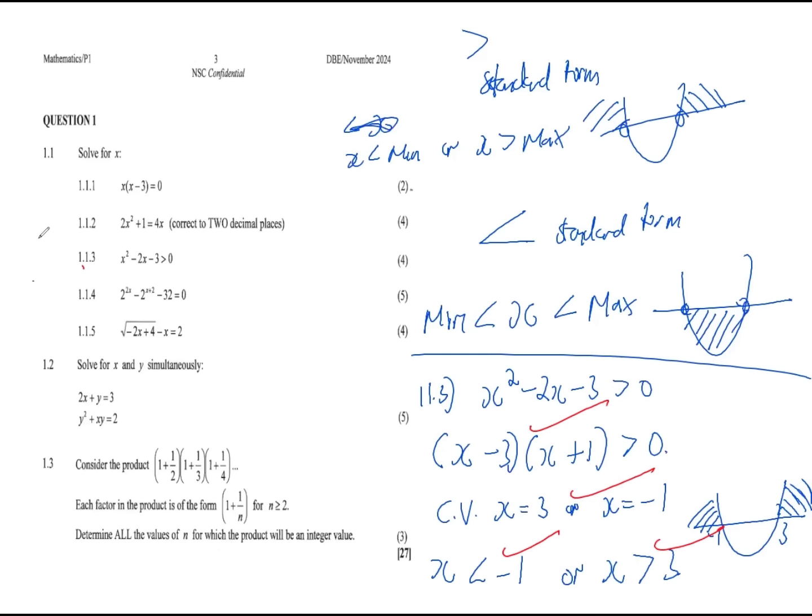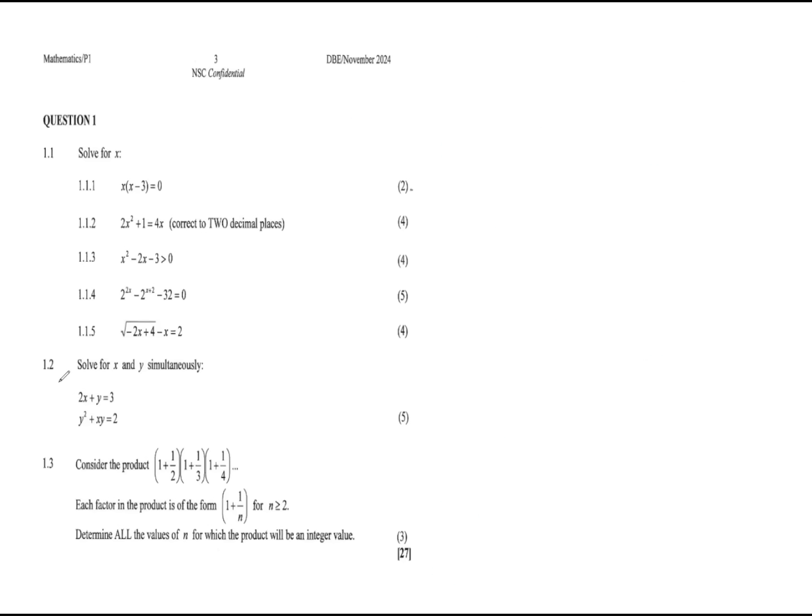Okay, so now we move to 1.1.4. So this is your exponential laws. So we have 2 to the exponent of 2x, minus 2 to the exponent of x plus 2, and then minus 32 is equal to 0. Now we can choose to tackle it clean, or we can use the k method. Let's start with the first option where you just tackle it clean like that.